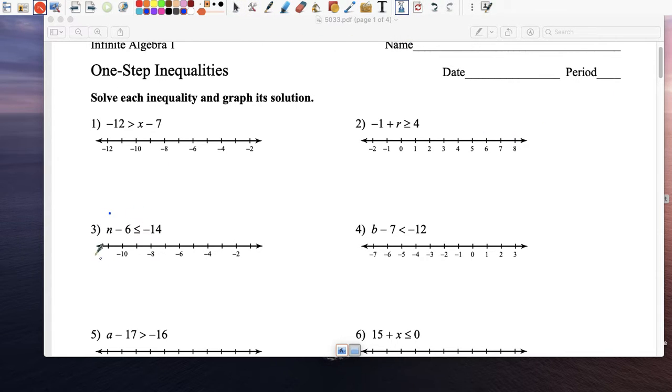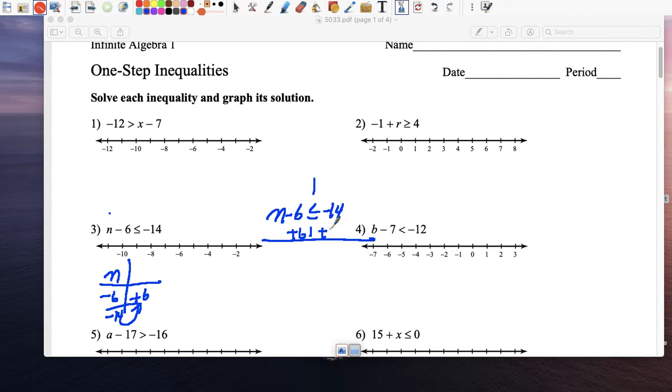Number 3, again, let me make the story right here. My variable n is being subtracted by 6, and that's less or equal to -14. So we're going to do +6. That's it, only +6. So let me copy the question. n - 6 is less or equal to -14. Left and right, please. +6, +6. 6 goes away. n is less or equal to -8.